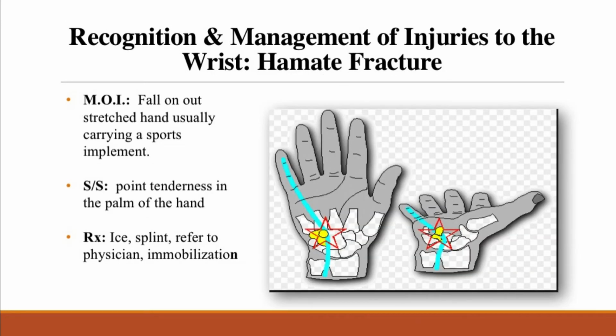The hamate bone is fractured from a similar mechanism of injury as the navicular bone. However, it usually occurs when the athlete is holding an implement in the hand, such as a bat, racket, or other club. The pain is felt in the palm of the hand in line with the fifth finger. Treatment includes ice, immobilization, and referral to a physician for X-ray. Immobilization and padding of the hook of the hamate is the treatment of choice.